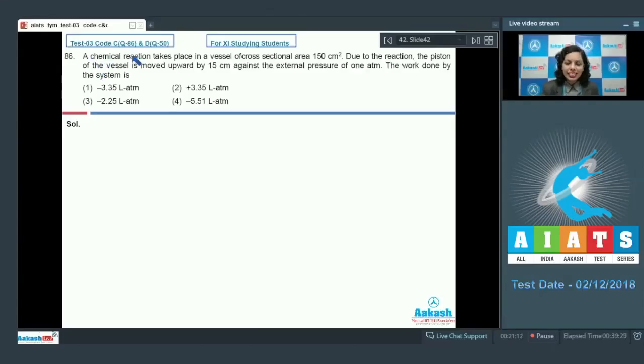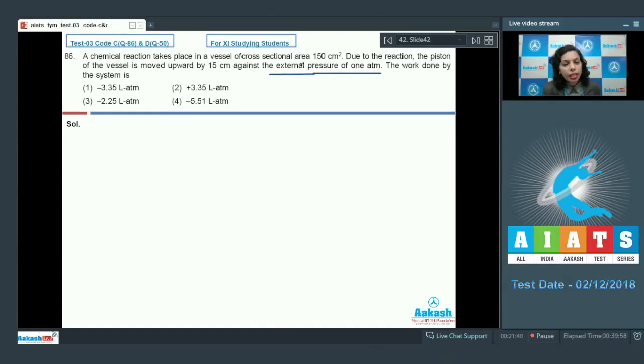Now question number 86. A chemical reaction takes place in a vessel of cross-sectional area 150 centimeter square. Due to the reaction, the piston of the vessel is moved upward by 15 centimeter against the external pressure of 1 atmosphere. The work done by the system is. So here we have the pressure 1 atmosphere, that's the external pressure basically.